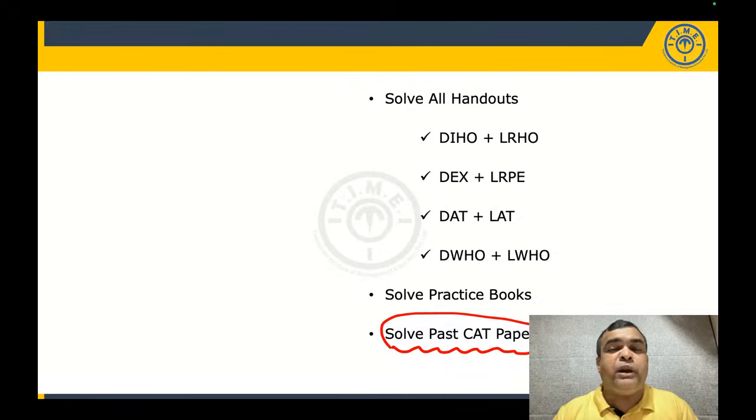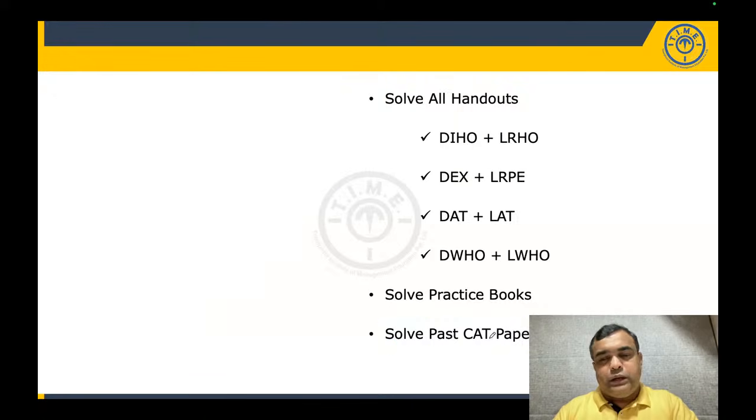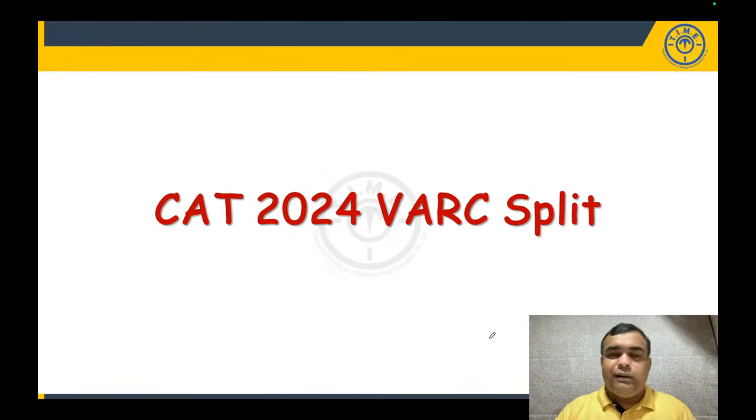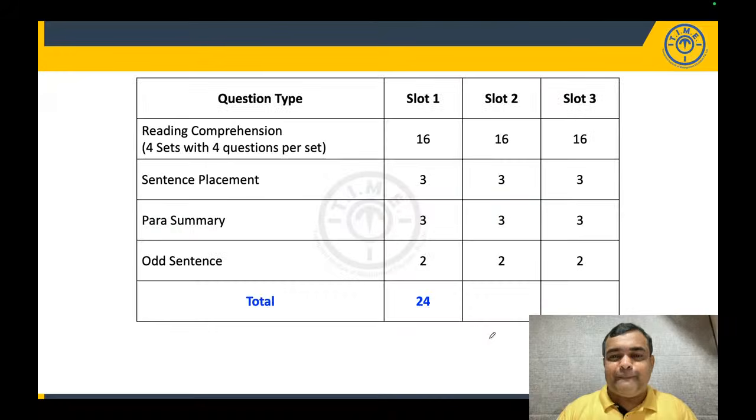I'll always suggest TIME material because, as I said, we update every year. Handouts हमारे हर साल update होते हैं. Those who don't have it, the only source you have right now is the past CAT papers. फाइन. So आपको TIME की website पे भी, YouTube channel पे भी बहुत सारे past CAT papers solutions मिल जाएंगे. Is that okay? Let me go ahead. So that's about my DILR preparation. Look at verbal ability to decide क्या preparation करना है. I just give you the VARC का split and then you only tell me क्या preparation करना है.